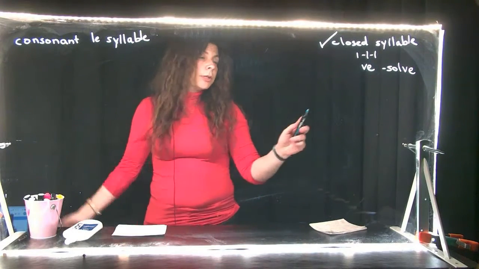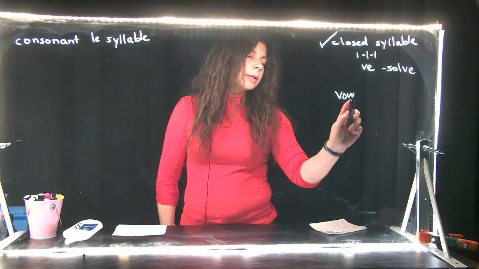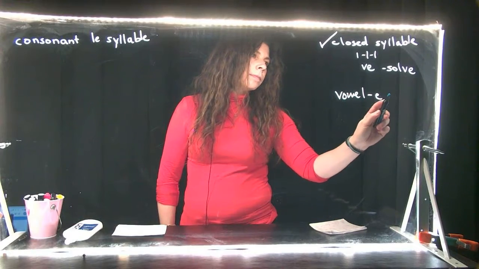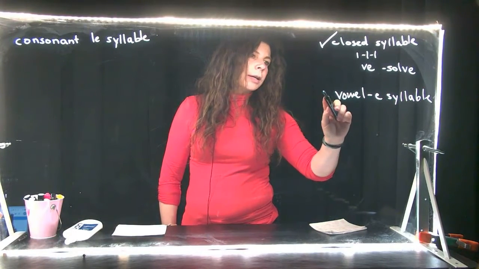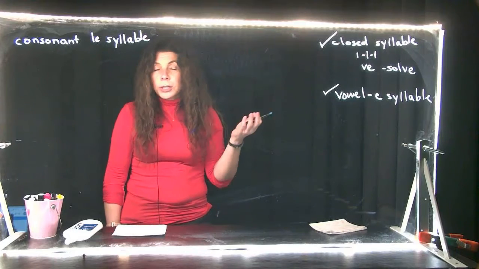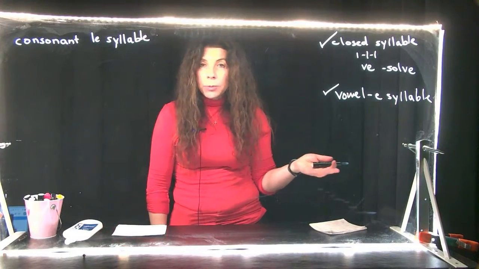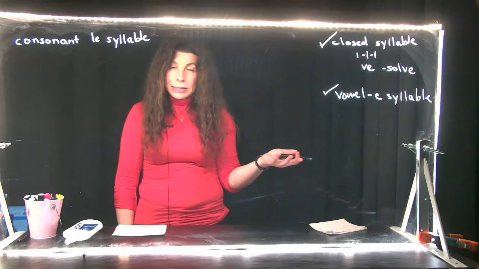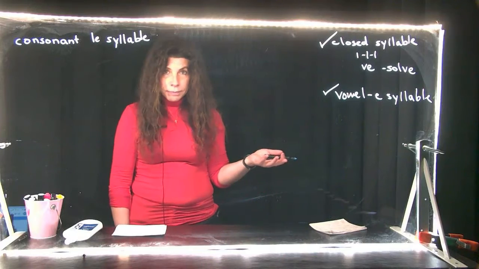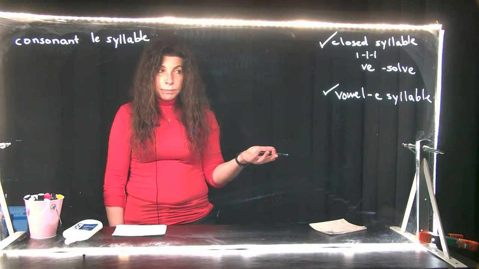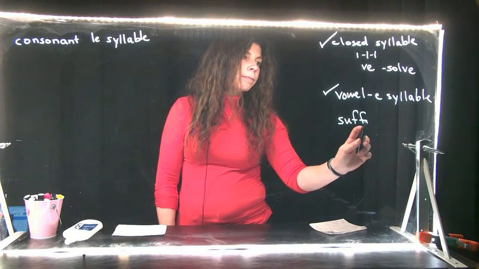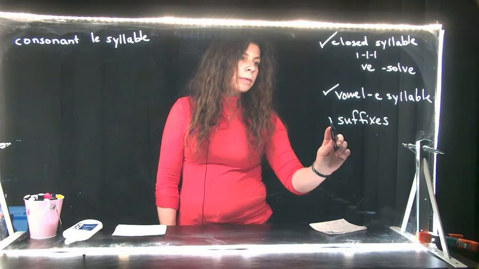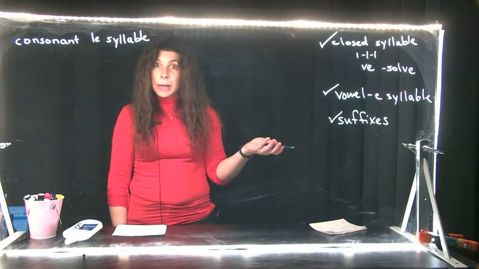What other syllable did we talk about? The vowel-consonant-E. Check. We talked about the exception, the IVE exception. We talked about adding suffixes to vowel-consonant-E. Suffixes, check. Suffixes come at the end of the word.